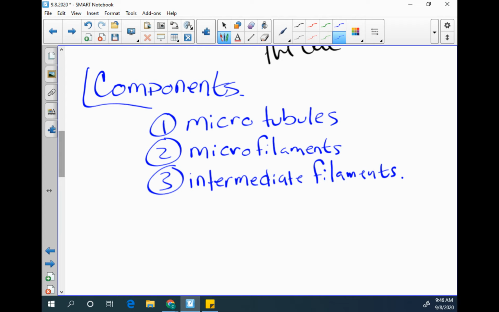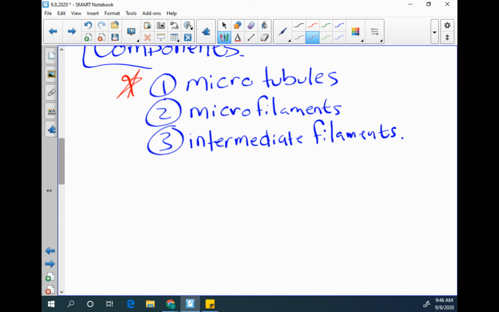So microtubules, microfilaments, and intermediate filaments all work together to comprise, I guess is the word, the cytoskeleton. Today we are just focusing on microtubules. So microtubules are the largest component of the cytoskeleton. The microfilaments are the smallest, and the intermediate filaments are kind of in between. So, microtubules.